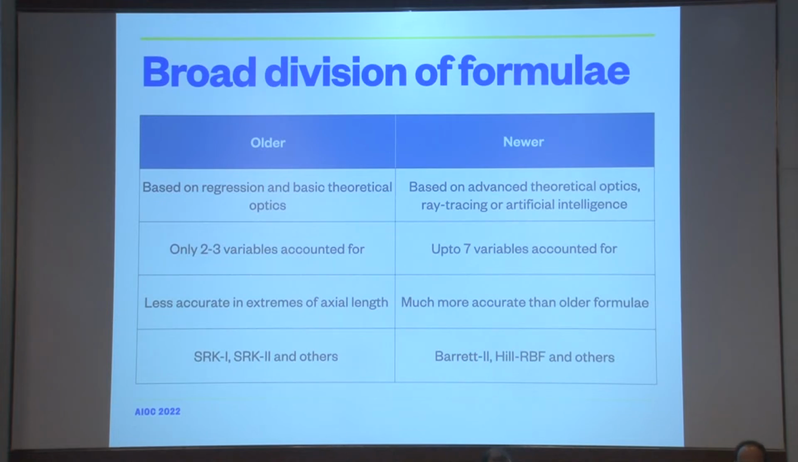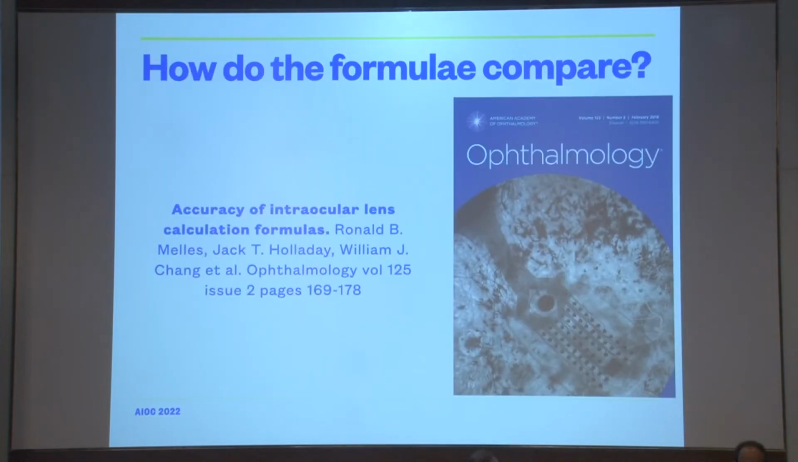In the older ones, only 2-3 variables were accounted for, and in the newer ones many more variables are accounted for, leading to more accurate outcomes. The older ones were less accurate in extremes of axial length, and definitely the newer ones are more accurate as compared to the older formulae. The newer generation formulae like the Barrett, the Olsen, the Kane, they all work very well. So how do the formulae compare?